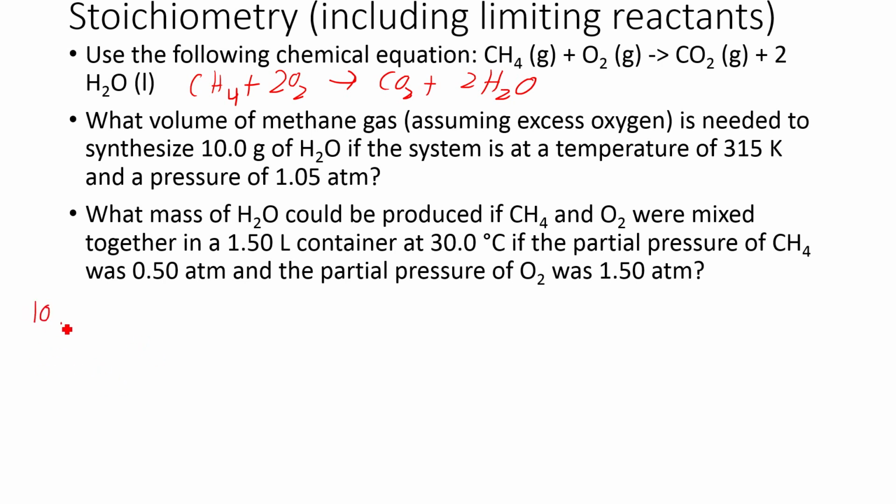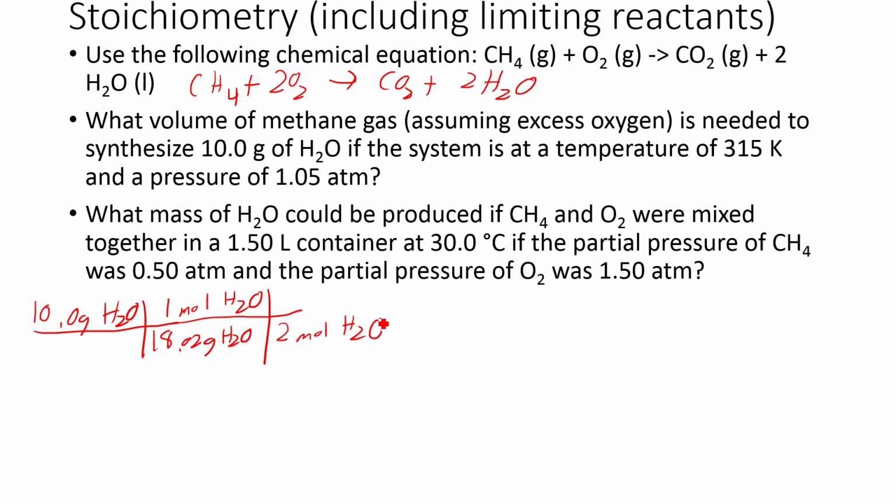We want to make 10 grams of water. And we need to know how many moles, or else we can't use our chemical equation. So we know that 18.02 grams of water has 1 mole of water. And the problem asks us, it wants to know how much methane we're going to need. And so if we look at our chemical equation, we know that for every 2 moles of water, we're going to need 1 mole of methane. So that, 10 divided by 18.02 divided by 2, we're going to need a total of 0.277 moles of methane.